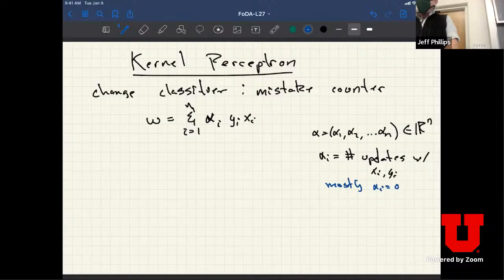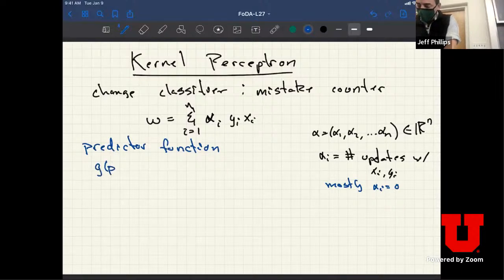So at this point, ultimately what I'm going to want is a predictor function which I want to use the sign of. So I want to use the sign of this function g of p. The sign of this function at a point p, where p is in R^d, should match what the true sign of the point p is.